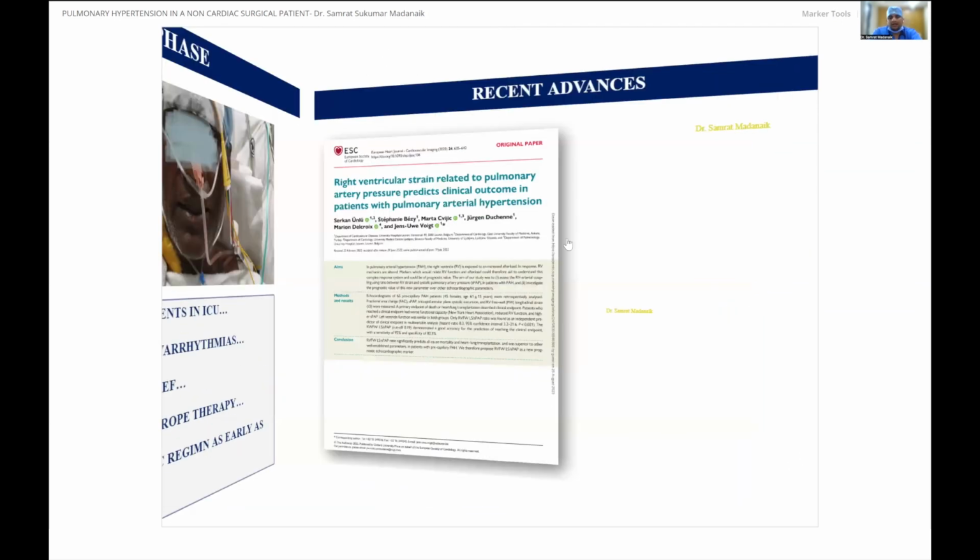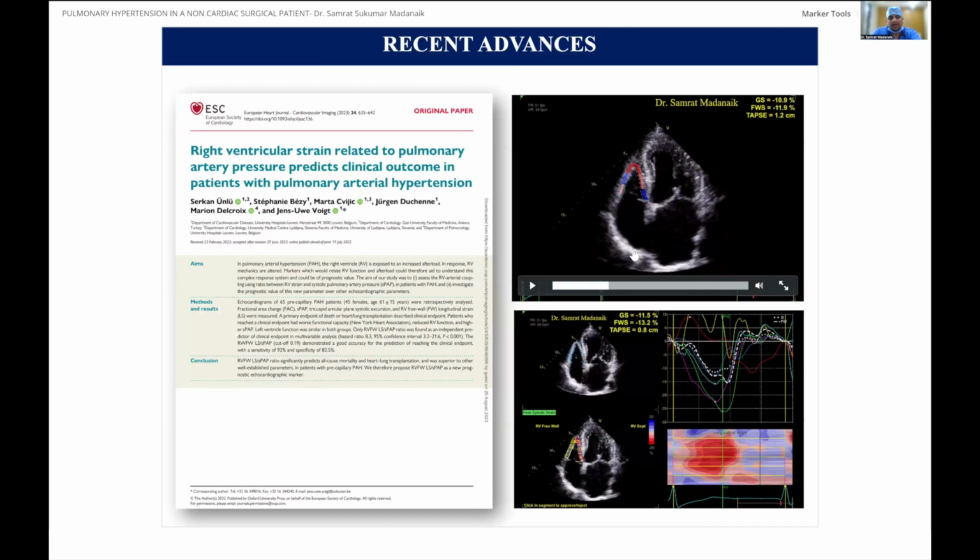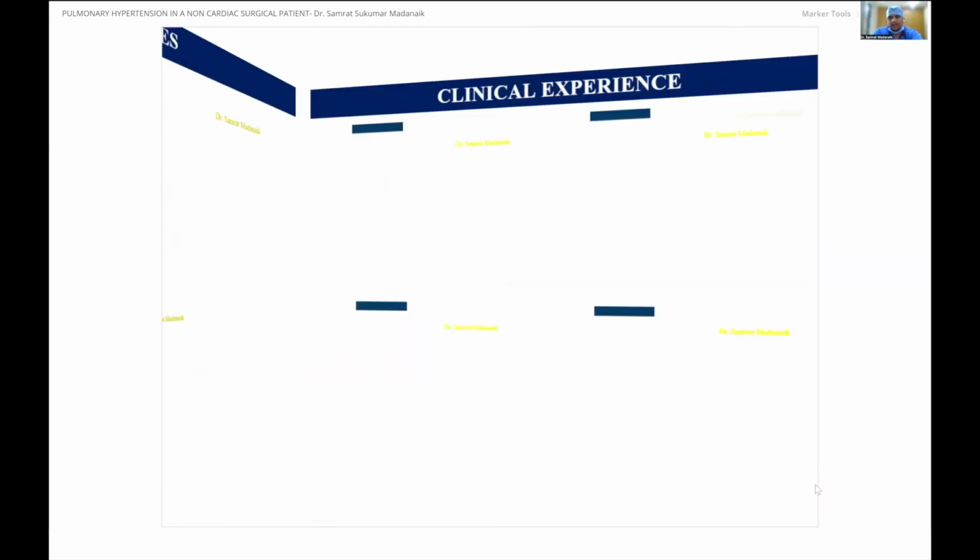Recently, there are a few studies coming up, especially with RV strain and the rest of the modalities. So let's see how these studies can be incorporated into knowing the outcomes of these patients. Studies are going on in this field. Let's see what happens.